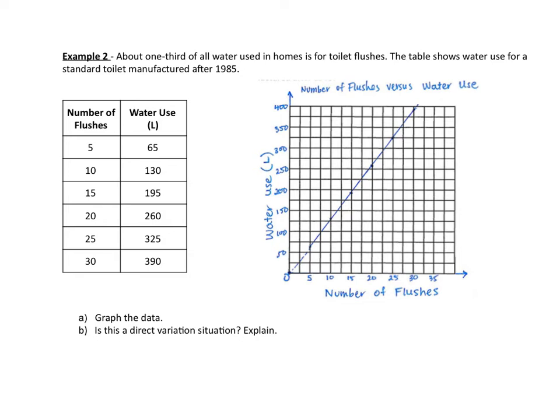Question B then asks us, is this a direct variation situation? And we need to explain how we know. So again, recall that a direct variation means that your graph is starting at the point 0, 0. So if we think about this logically, we know that if we don't flush the toilet, so that would be an amount of 0 flushes, I'm not going to use any water, or the toilet is not going to use any water. So 0, 0 is actually a valid data point for this scenario.